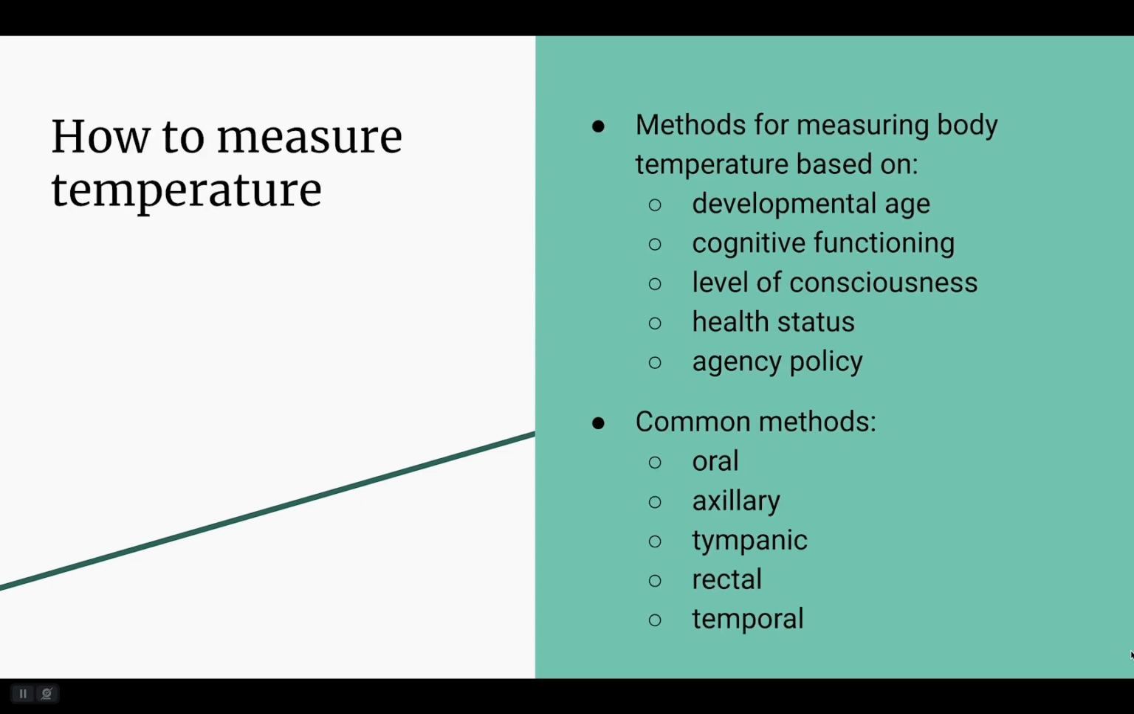There are several methods for measuring body temperature based on the client's developmental age, cognitive functioning, level of consciousness, health status, and agency policy. Common methods of temperature measurement include oral, axillary, tympanic, rectal, and temporal routes. Each of these routes is further discussed, and skills checklists are provided later in the module.